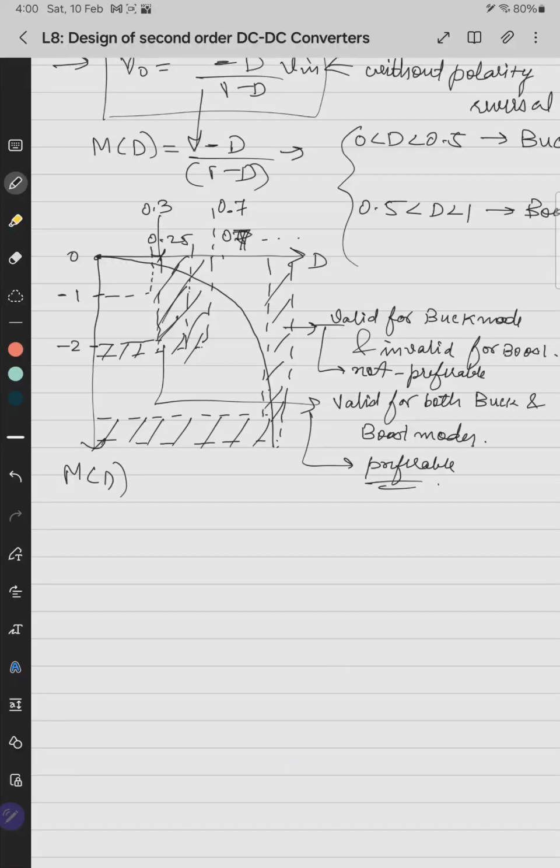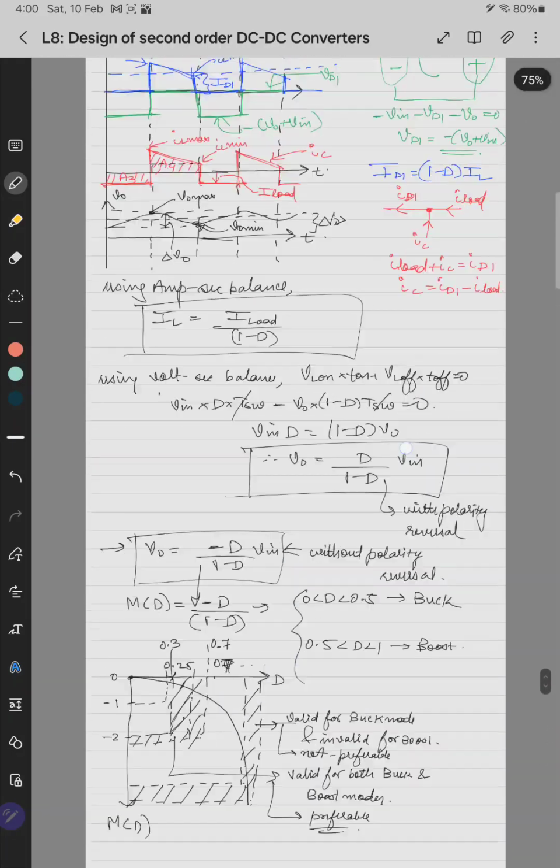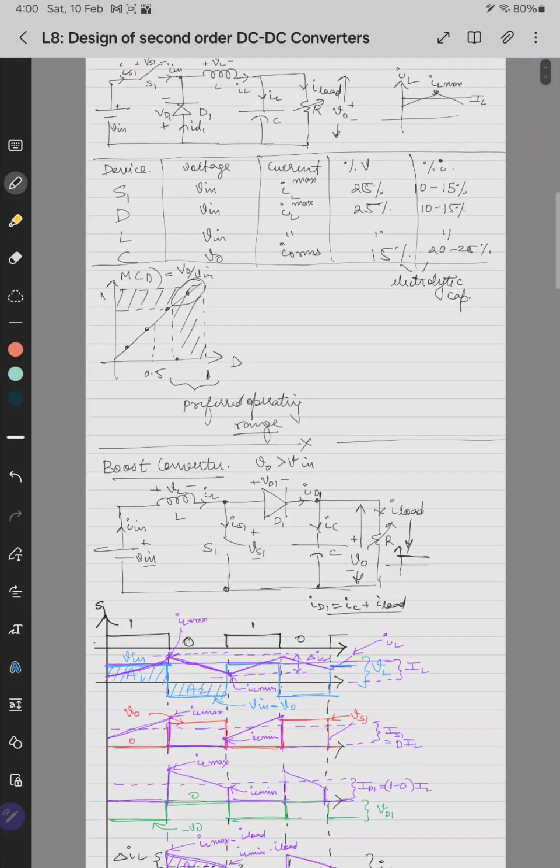So this is the analysis of the continuous conduction of the three basic buck, boost and buck boost converters. In the next lecture, we'll see the discontinuous operation, and also the design of the different parameters, like what should be the inductance value and what should be the capacitance value based on the given requirement.